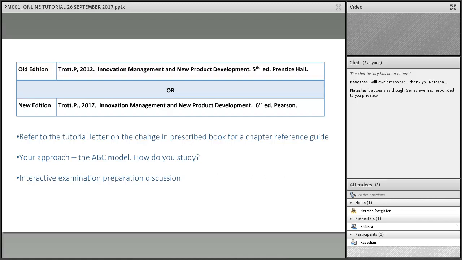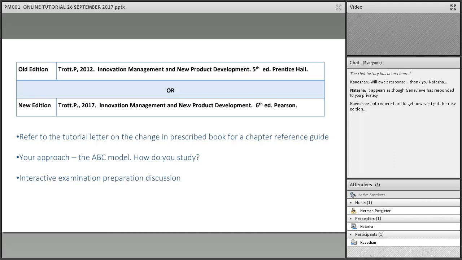You would have noticed for the second semester, you would have received a tutorial letter, which clearly indicates to you that there is a new edition of the prescribed book. I'd like to know from you whether you had any difficulty obtaining either one of the two editions. The old edition of the prescribed book is Trott 2012, Innovation Management and New Product Development, the fifth edition by Prentice Hall. Or you need to obtain the new edition, Trott 2017, Innovation Management and New Product Development, the sixth edition by Pearson.